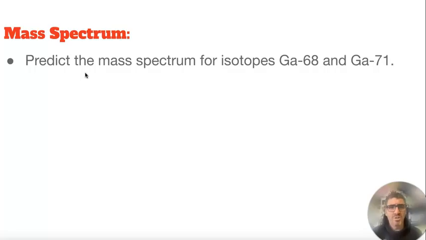So to end this lesson, predict the mass spectrum for isotopes gallium-68 and gallium-71. We'll go over the answers in class.